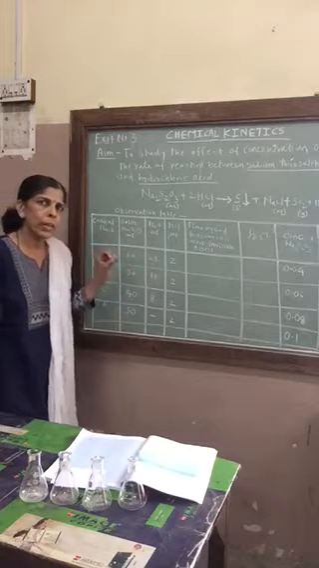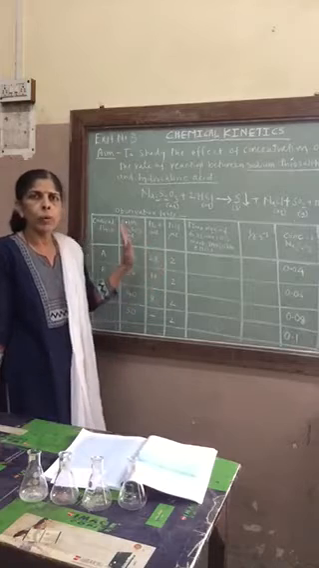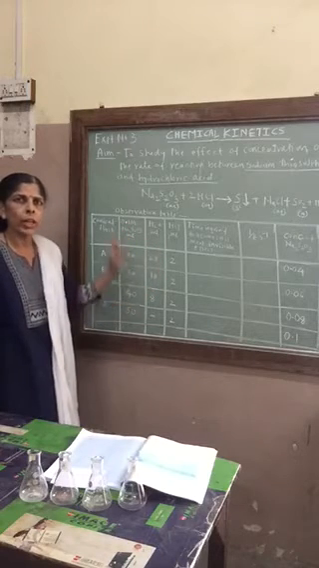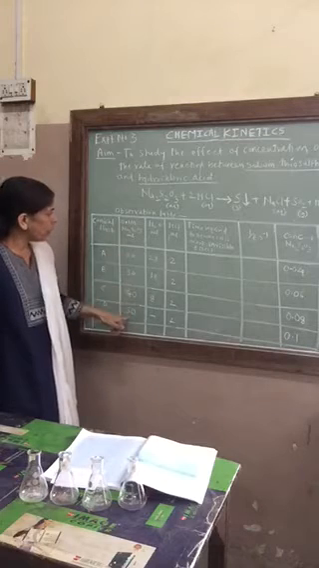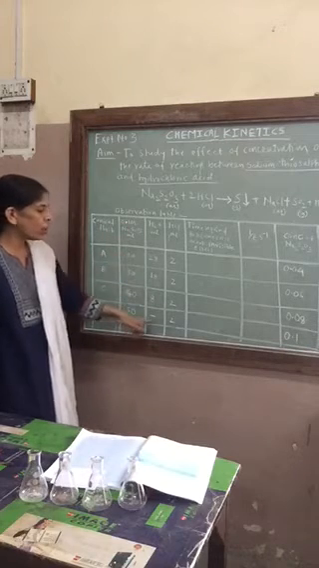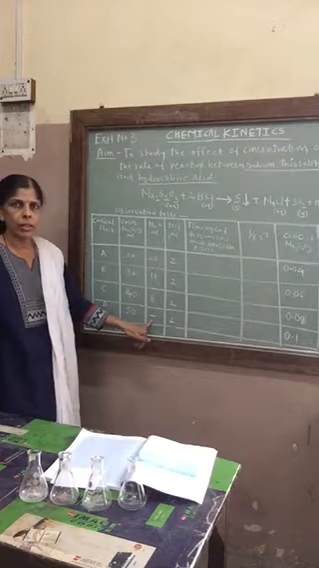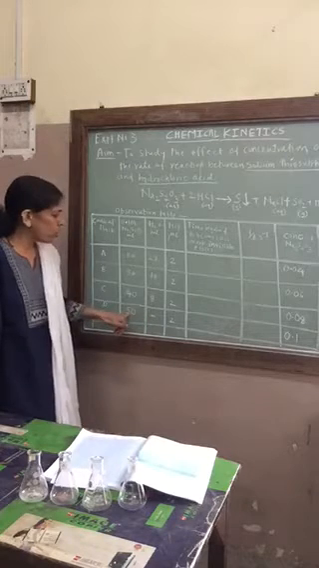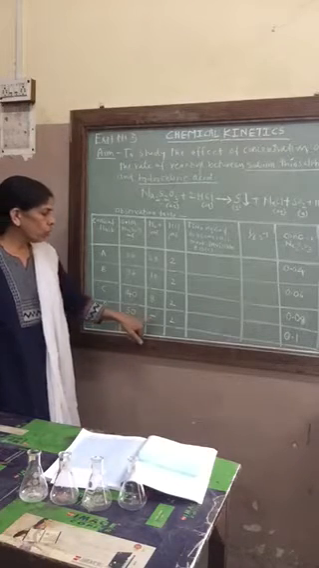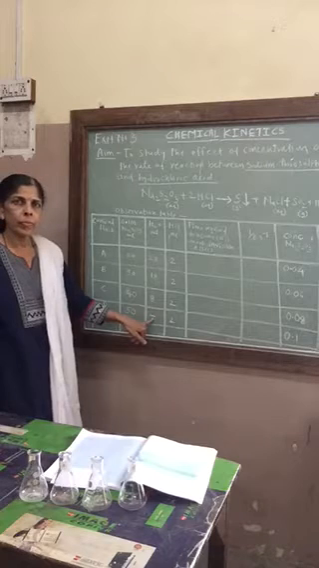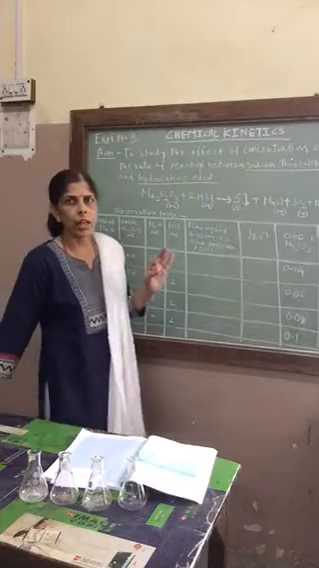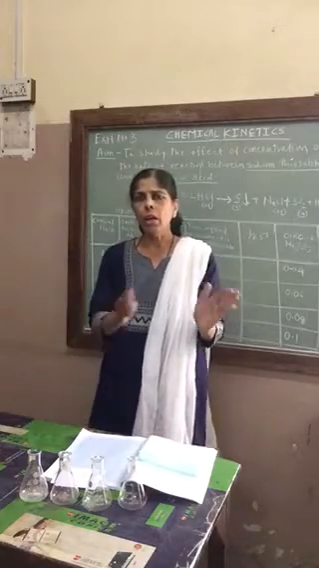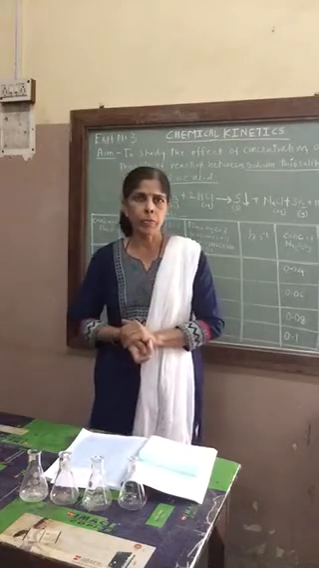These solutions will be given to you. You are not going to prepare any solution. Just you have to take it with the help of burettes. So take 50 ml of 0.1 molar sodium thiosulfate and you are not going to add any water in it. In flask D, only sodium thiosulfate will be there. No water will be there. Okay. So these combinations in different flasks A, B, C, D, you are going to keep all the flasks ready.